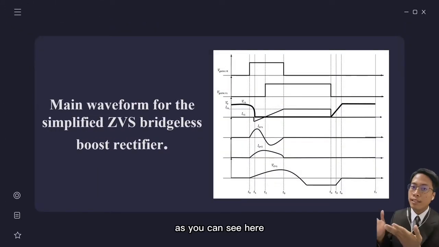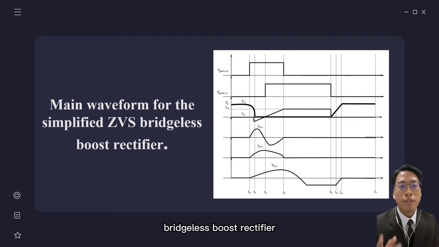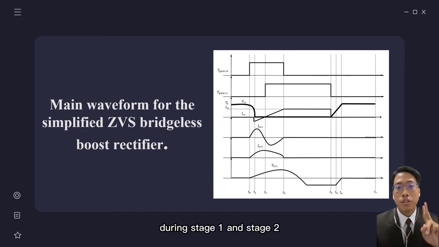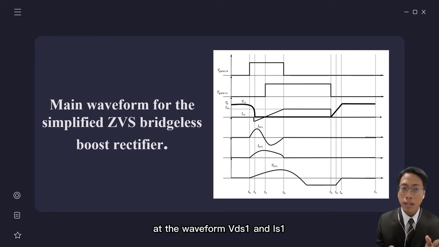As you can see here, this is the main waveform for the simplified zero voltage switching bridgeless boost rectifier. During stage 1 and stage 2, we can determine there is no conduction loss at the waveforms VDS1 and IS1 because there is no intersection between those waveforms.